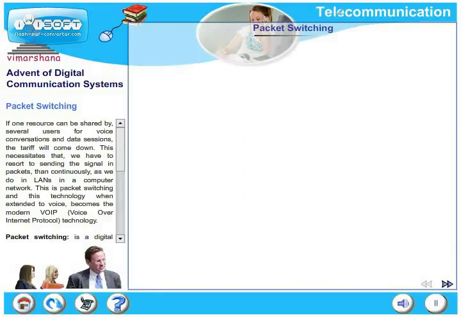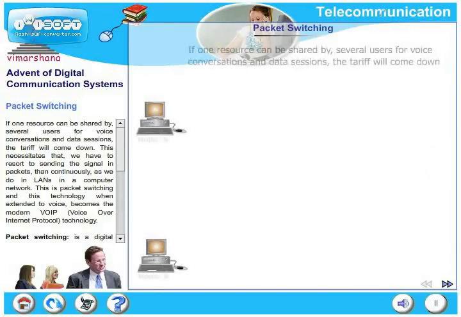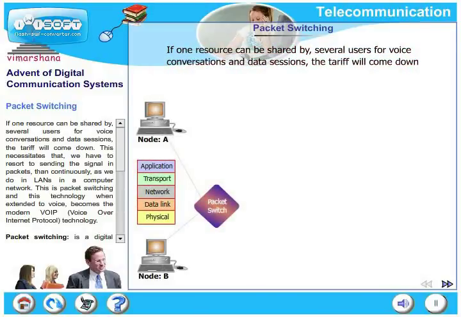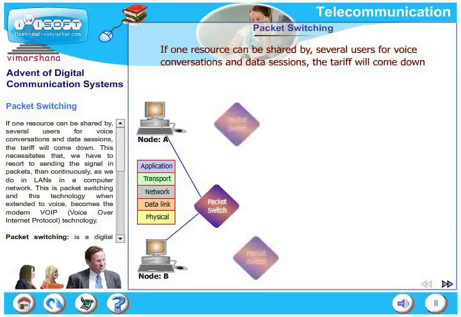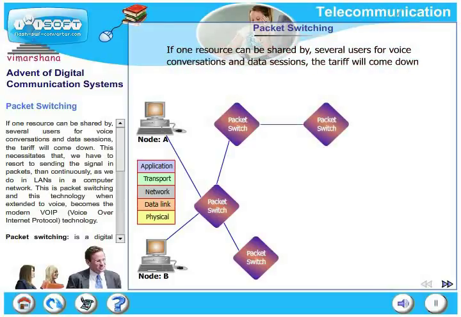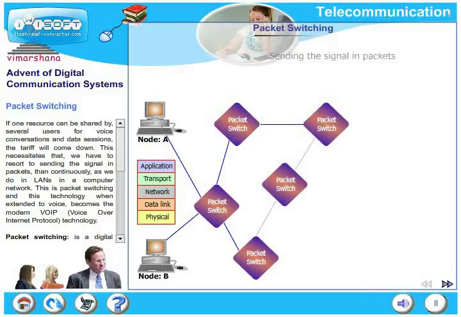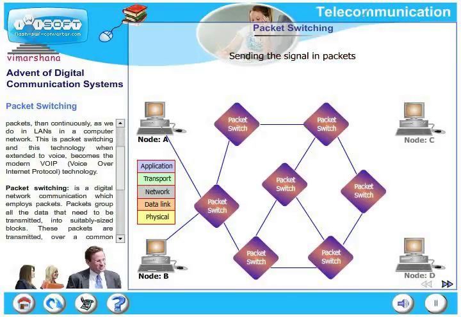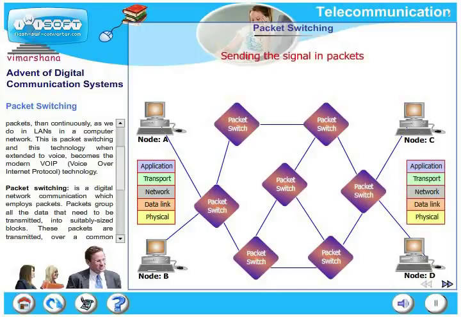Let us look at packet switching in this slide. If one resource can be shared by several users for voice conversations and data sessions, the tariff will come down. We have seen this already while dealing with circuit switching. This necessitates that we have to resort to sending the signals in packets rather than continuous mode, just as we do in LANs in a computer network. This is packet switching. And this technology, when extended to voice, becomes the modern VoIP, Voice over Internet Protocol technology. What is packet switching?